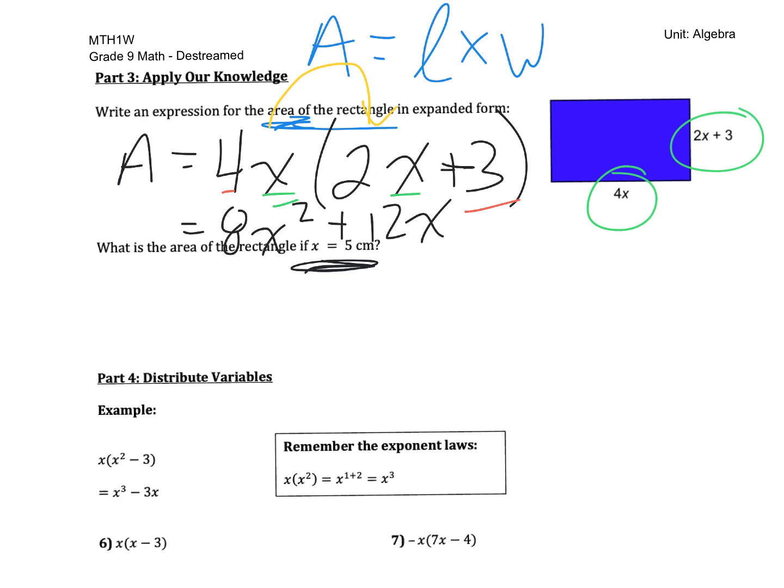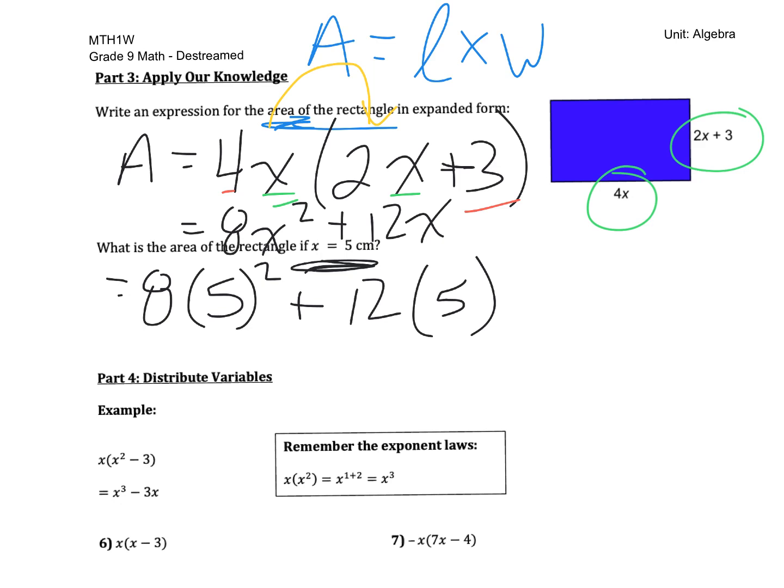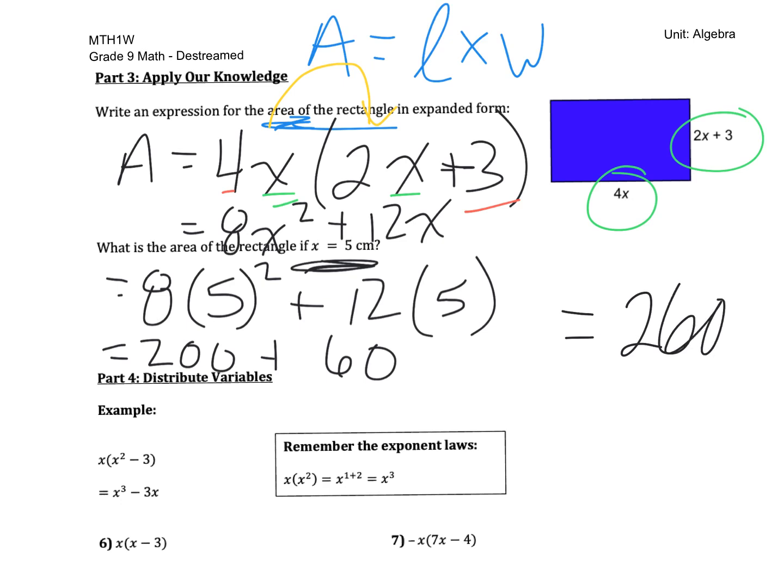I'm going to substitute. So I then write 8 bracket 5 squared plus 12 times 5. I know that 5 squared is 25. And then 25 times 8, I bet you, is around 200. I can do that one off the top of my head. And then 12 times 5 is 60, plus 60. And your total answer would be 260 centimeters squared would be the area of that rectangle. Don't worry if I threw you off with the units.